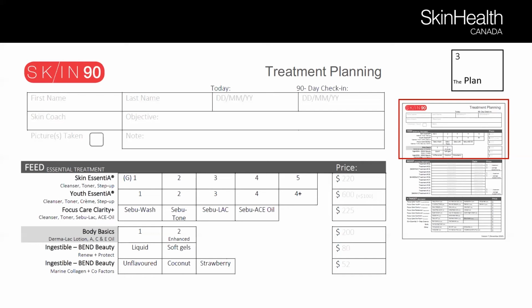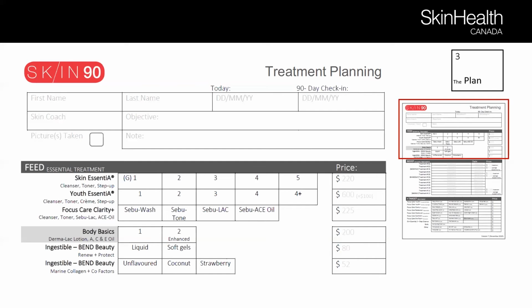So the next conversation we're having is around feed. And so this is your essential treatment plan. So if you think about a skin type of dry, and you think about a condition of dehydrated skin, what are we going to do? So with Environ, there's basically Skin Essentia, Youth Essentia, and Focus Care Clarity. There's Body, and there's Bend. And so what we're trying to do is step through this. And this is where mandate comes into play. So everyone is going to be put on one of these feed systems, which is something that's going to become their daily habit, twice daily habit.